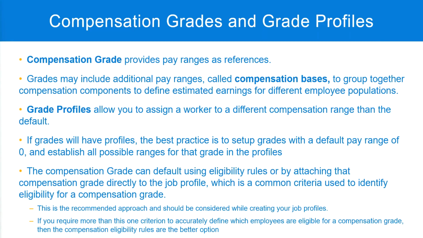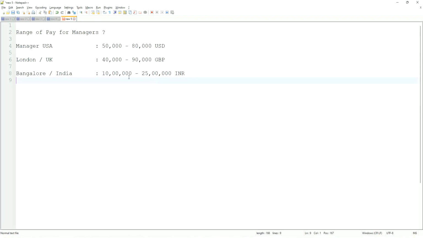Now there are some best practices associated with this. If your grades are going to have profiles, if you are going to have multiple ranges of pay based on some localizations, then the best practice is to set up grades with the default pay in your CEO. Going back to our example, if I ask you what is the range of pay in this particular case, can we say 10 lakhs to 25 lakhs?